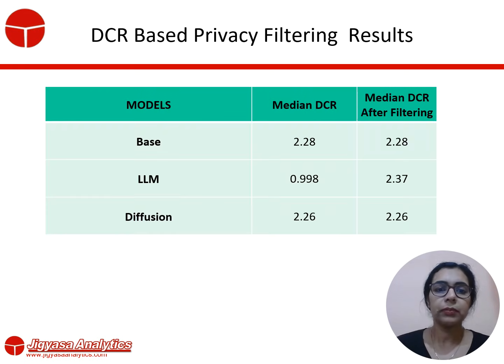This slide shows the result of our DCR-based privacy filtering test. We compared three models: base model, LLM model and diffusion model. Base is the actual versus actual model. This gives us a reference DCR threshold.